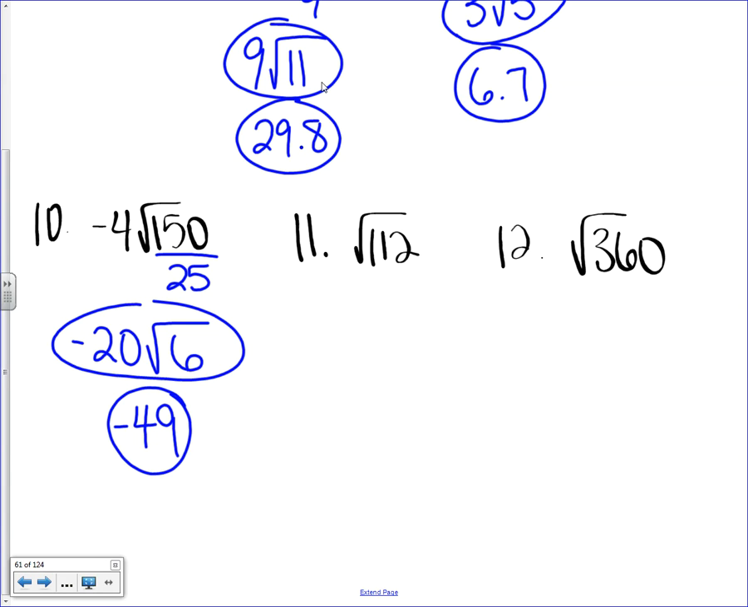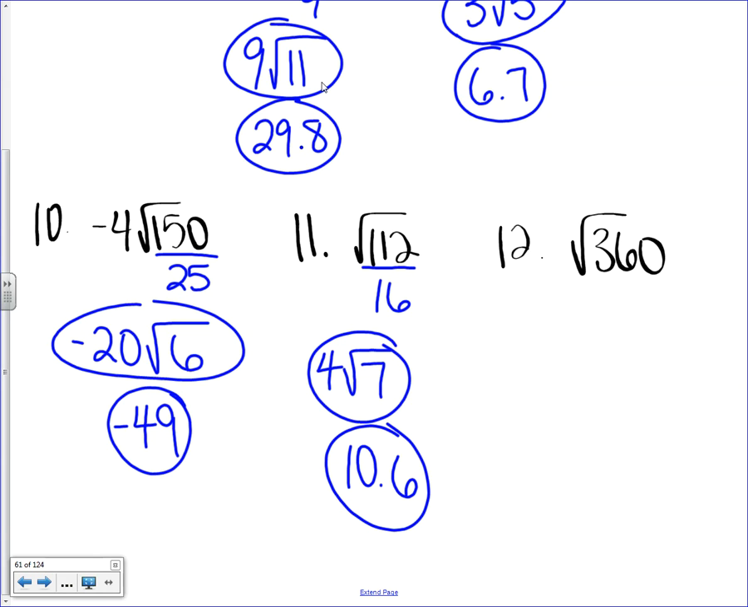112, is it a perfect square? No, it's not. What can I divide out of it that is a perfect square? 16. What is the square root of 16? 4. When you divide 112 by 16, what do you get? 7. Can you divide anything else out of 7? No. Decimal approximation? 10.6. Okay, last one.